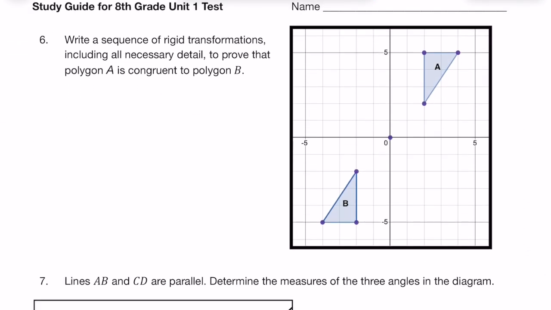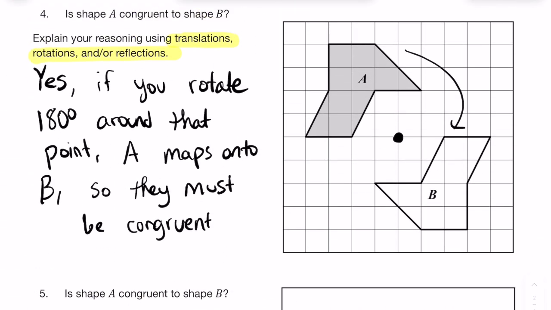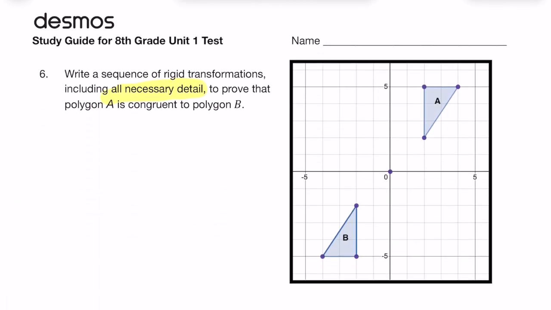Cool. Question 6. Write a sequence of rigid transformations, including all necessary detail, to prove that polygon A is congruent to polygon B. So here, unlike these questions where I said you could just say generally you can rotate to get from A to B, here we're saying, okay, this is congruent, I need you to prove it with all the detail for the sequence that takes me from A to B. There's two main ways to get from A to B. I guess I read them both, but you'd only need to have one.